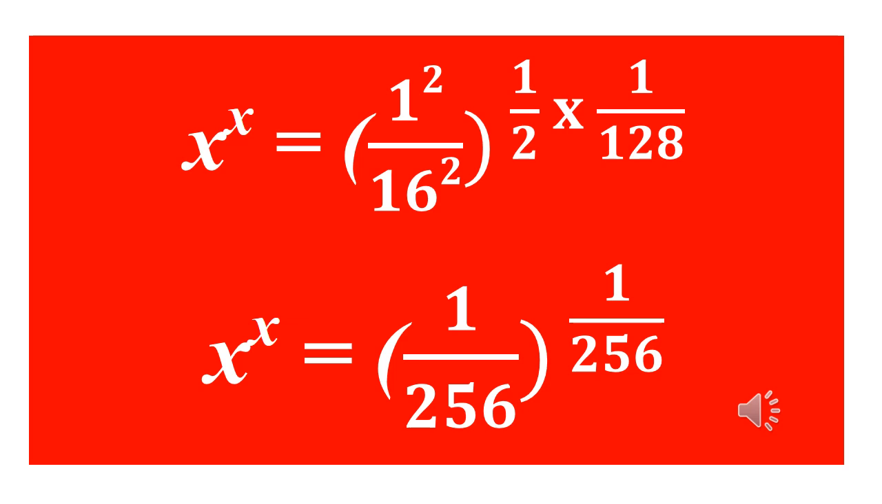We simplify the square on 1 over 16 by giving the square to both the numerator and denominator. So we have x raised to power x equals 1 squared over 16 squared, all raised to power 1 over 2 times 1 over 128. 1 squared is 1, 16 squared is 256, so 1 over 256. On the power side, 1 times 1 is 1, 2 times 128 is 256. So we have x raised to power x equals 1 over 256 all raised to power 1 over 256.